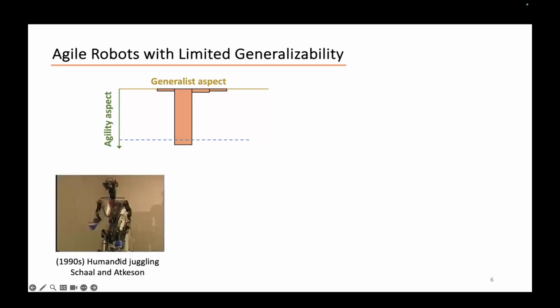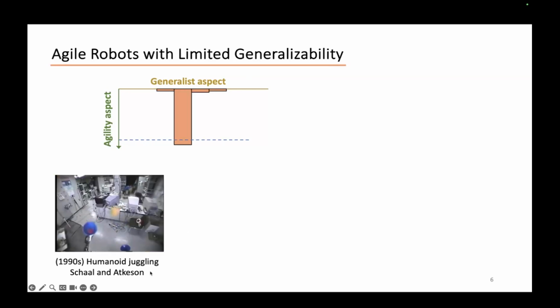For example, let me start with some work at CMU. Back in the 1990s, almost 35 years ago, Professor Chris Atkeson and Stefan Schaal already achieved this humanoid ball juggling. And keep in mind, this is 35 years ago. It's vision based, a first person view. I think it's still impressive today.